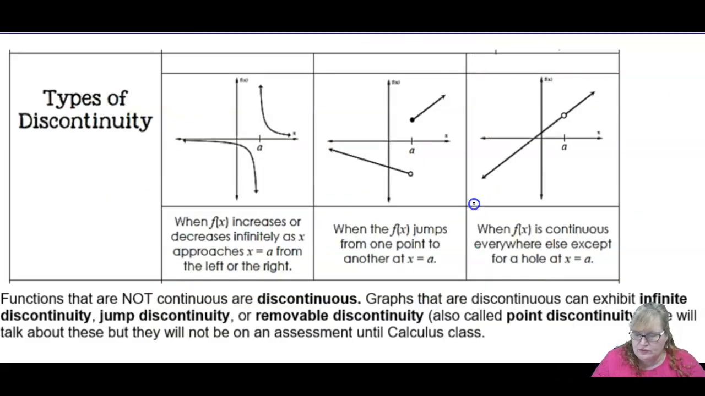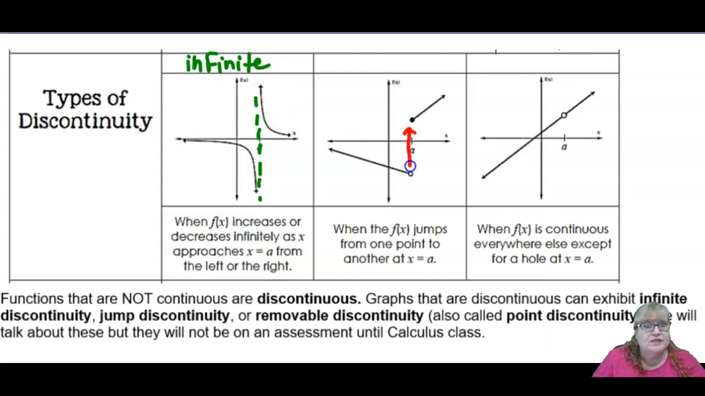So in your notes, we're going to write these down real quick. We have an infinite discontinuity when we have a vertical asymptote. Oh, what happened? My cursor quit working there.